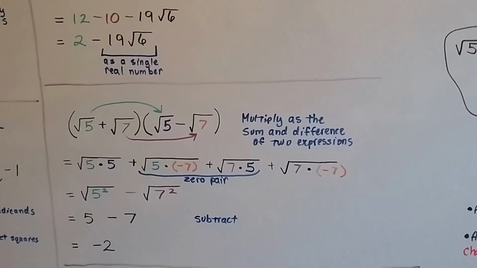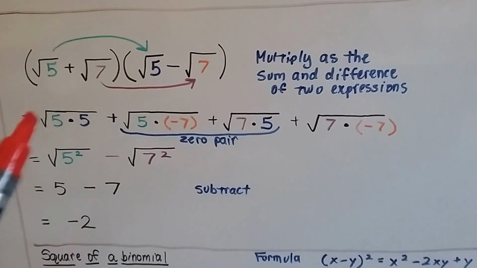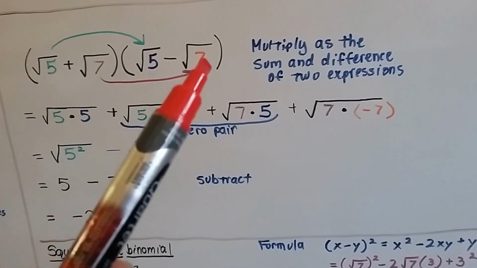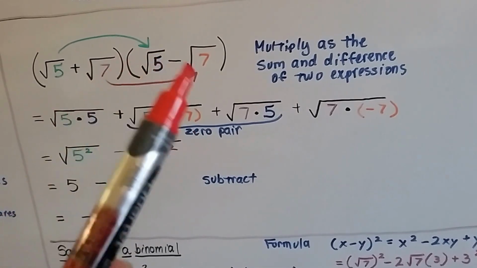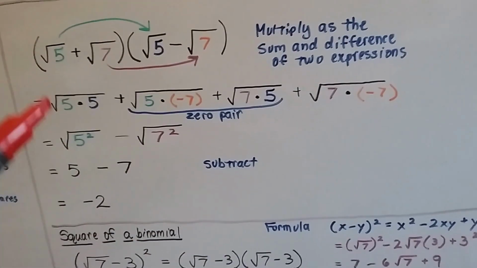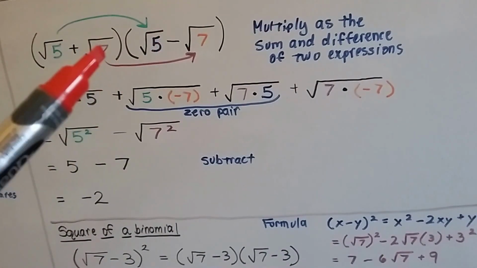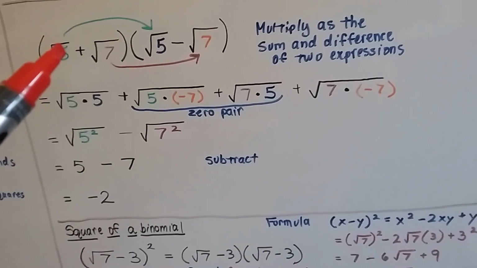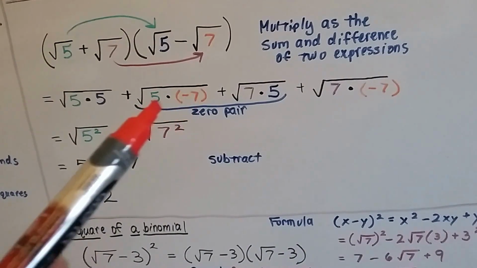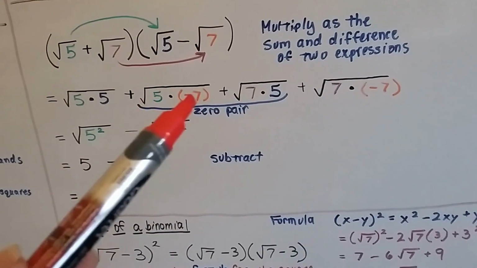We can multiply as the sum and difference of two expressions, sort of like the sum and difference of two squares, right? So we've got the square root of 5 plus the square root of 7 times the square root of 5 minus the square root of 7. See the plus and the minus? So it's a difference of the two expressions. And we can put this 5 times this square root of 5 under one symbol. And this positive square root of 5 times a negative square root of 7 is going to give us this negative right here. It would be the square root of negative 35, wouldn't it?